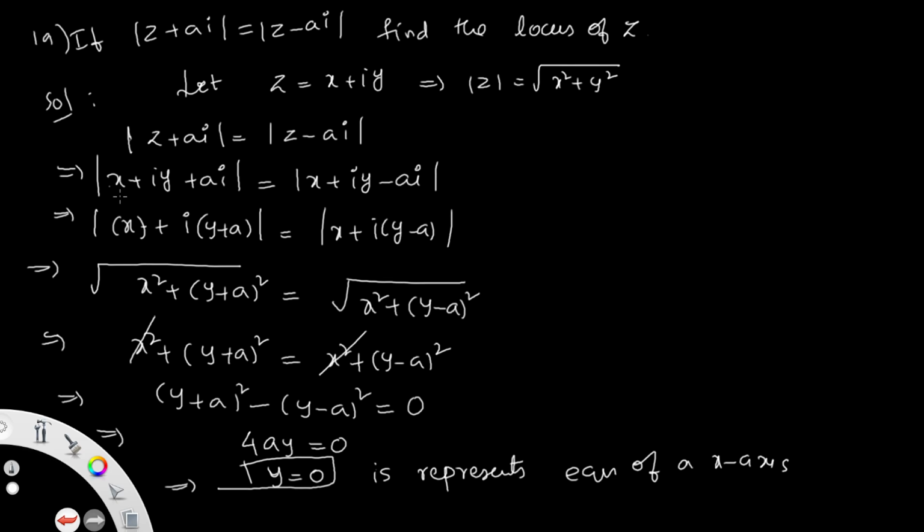So the question is given: mod of z plus ai equals mod of z minus ai. Now substitute x plus iy on both sides, then x plus iy, the real part is only x, plus i into (y plus a), and here x plus i into (y minus a). Squaring with the modulus formula, mod z is real part square plus imaginary part square. So the real part is x square, the imaginary part is (y plus a) whole square. Simplifying, x square will be cancelled, (y plus a) whole square minus (y minus a) whole square, that is 4ab from (a plus b) whole square minus (a minus b) whole square, so y equal to 0. It represents the equation of the x-axis. So that is the question.